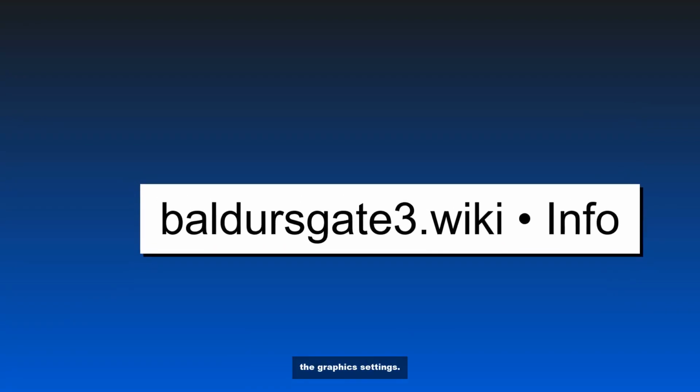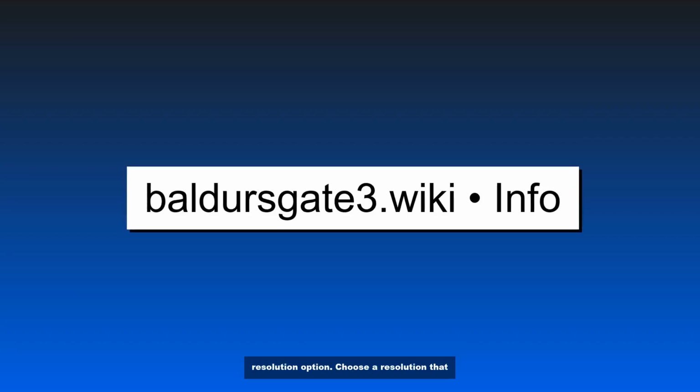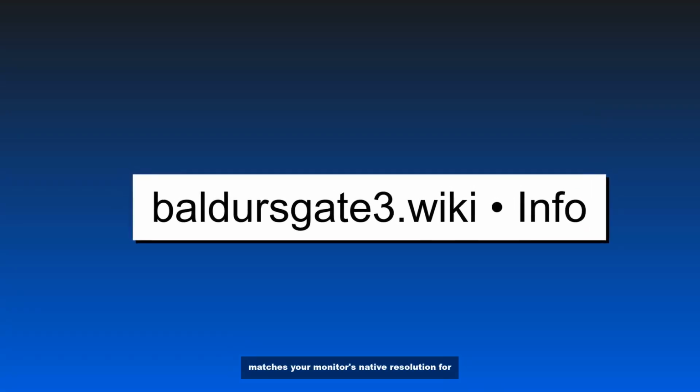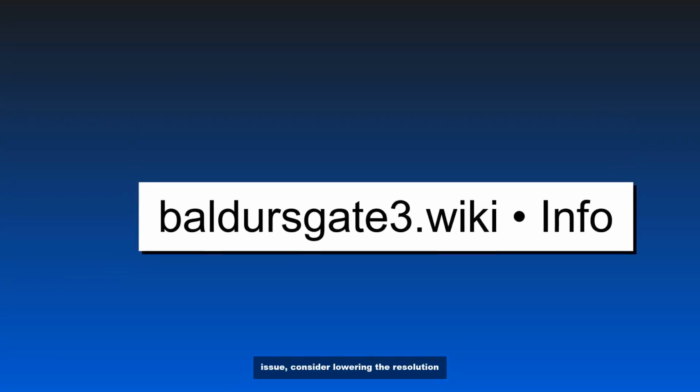Step 2. Adjust resolution. In the Graphics Settings menu, locate the Resolution option. Choose a resolution that matches your monitor's native resolution for the best visual quality. If performance is an issue, consider lowering the resolution slightly.